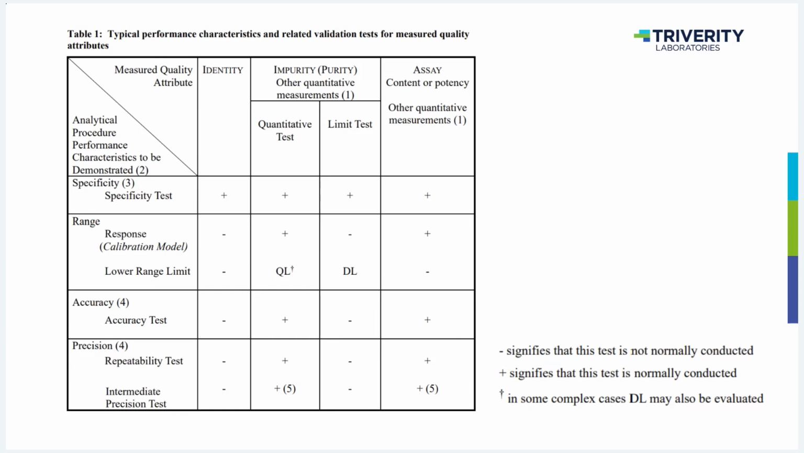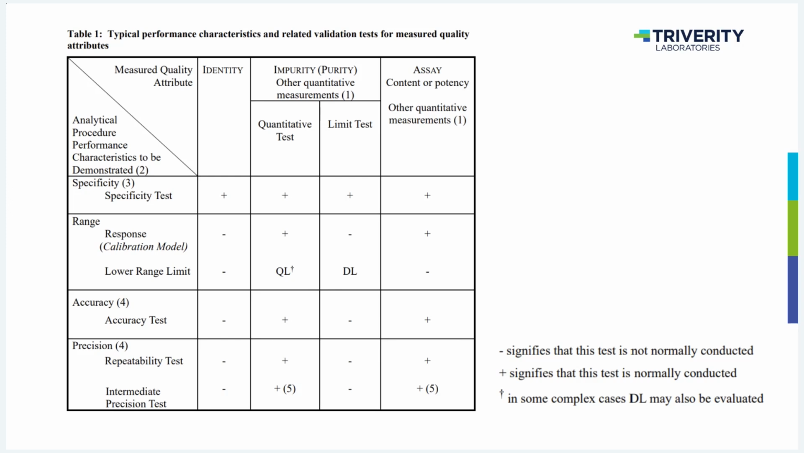Validating identification tests is the easiest. It almost seems like it's not worth the paper for the protocol because it's so straightforward. But you're really looking at specificity. Can I discriminate the analyte that I'm looking for from other similar analytes? When we're at impurity, so the quantitative impurity, we're looking at specificity, range, which is our linearity, lower range limit, QL, which is LOQ, but no LOD. We'll talk about that in a minute. Accuracy, and then precision. Precision is repeatability, and then also intermediate precision.